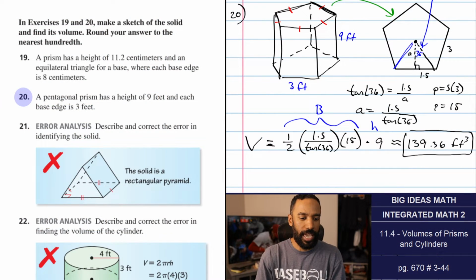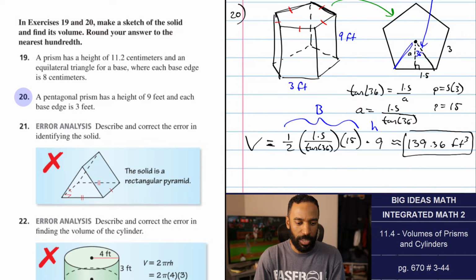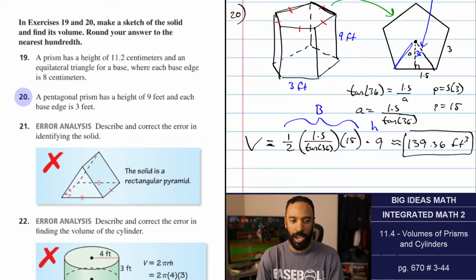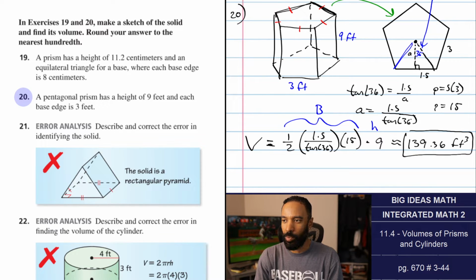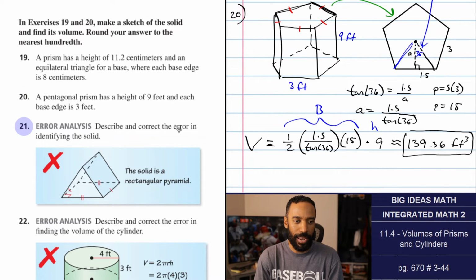139.36 feet cubed. All right, so I'm writing that down. Once again, this all stems back to what we did in section 11.3 and understanding regular pentagons and how those volumes work. And this one follows that. So 1/2 apothem times perimeter, needed the apothem using some form of trig, and we got it. All right, let's move to numbers 21 and 22 on error analysis.